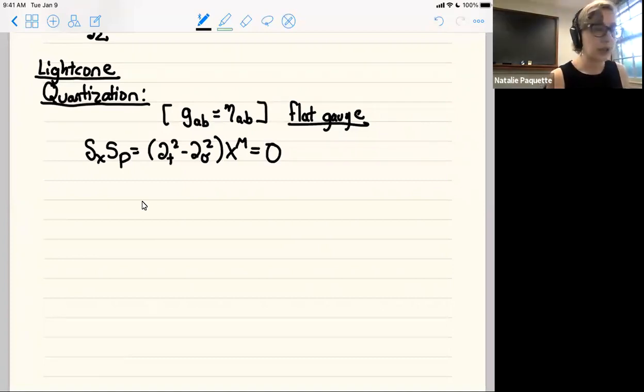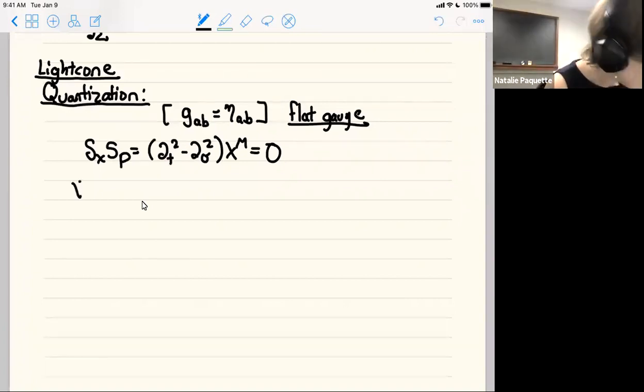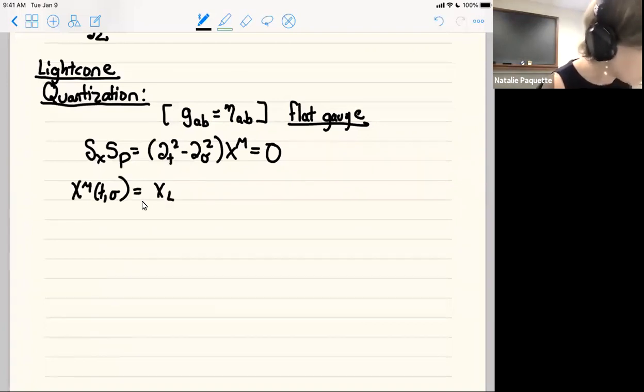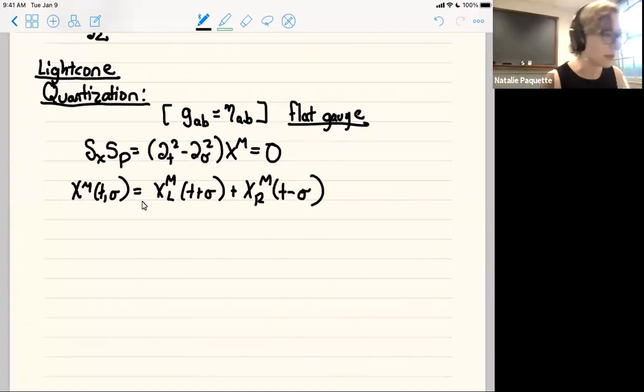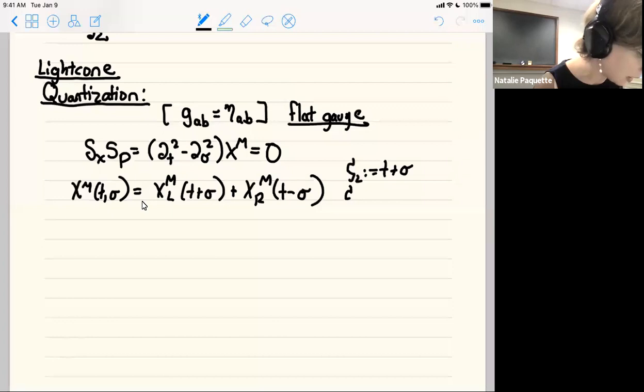We get a pretty simple equation of motion for my embedding scalars, dt squared minus d sigma squared, and this, even I can solve it, has a very familiar solution in terms of a superposition of left and right traveling waves. So I'll be breaking up my embedding scalars into left and right moving parts that are functions of the linear combinations of the coordinates that you see there. And for expedience, I will define zeta L and zeta R to be the corresponding left and right moving coordinates.